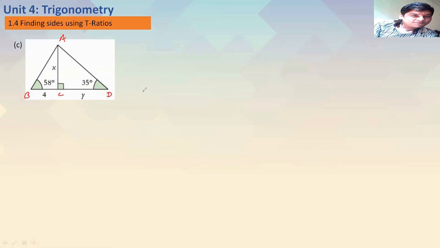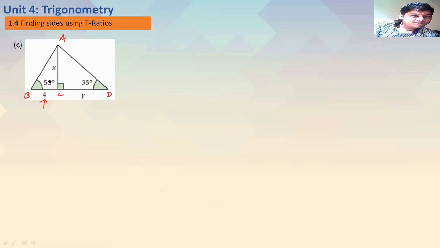Which triangle would you like to go with first? Is it that you can do any triangle, or is there a particular triangle that you should always solve first? I want an answer to my question and then I'll tell you. Which triangle would you like to go first? Triangle ABC. Yes, absolutely, because here one of the sides is known, right? In triangle ACD, you have both sides unknown. Y is unknown and X is unknown. You cannot use this triangle first. Are you getting the idea?